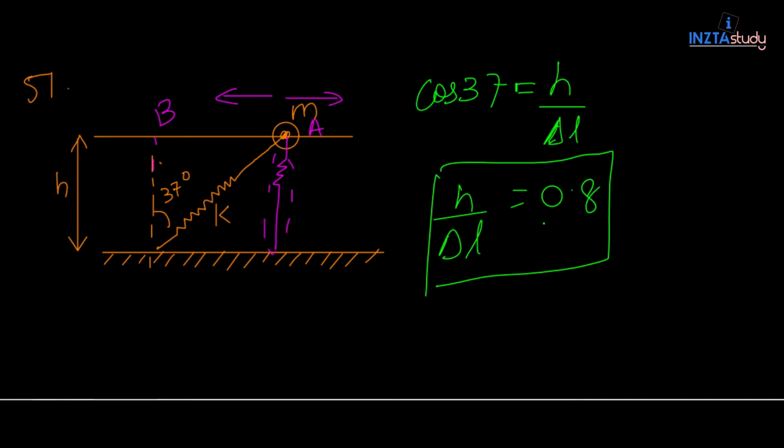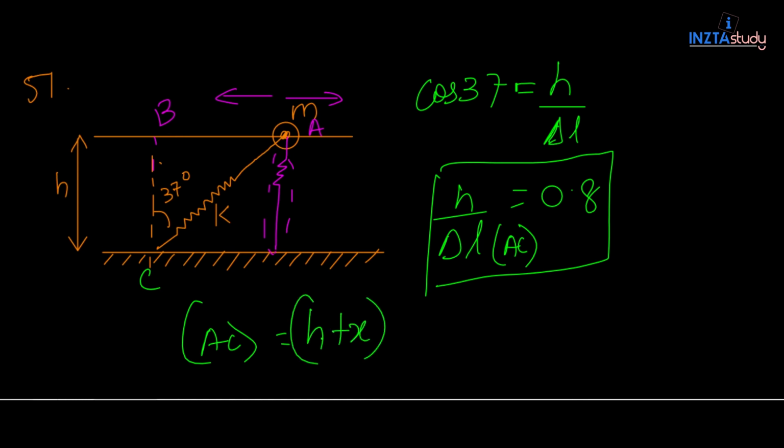Now let us see the whole distance, which is del L, or assume it to be AC. So let's have a point C. AC will be more meaningful because with del L we are not sure whether it is the total length or the extension, so to avoid this confusion I have it as AC. AC would be the natural length plus the extended length, so that would be h plus x.